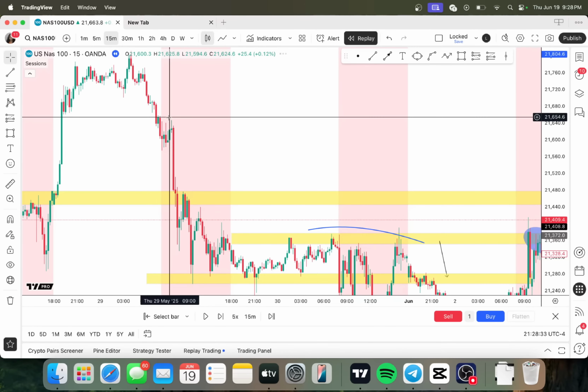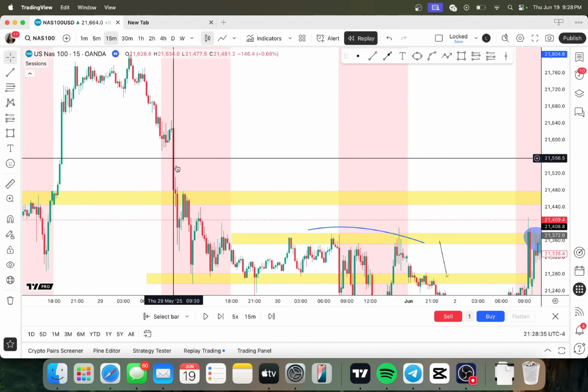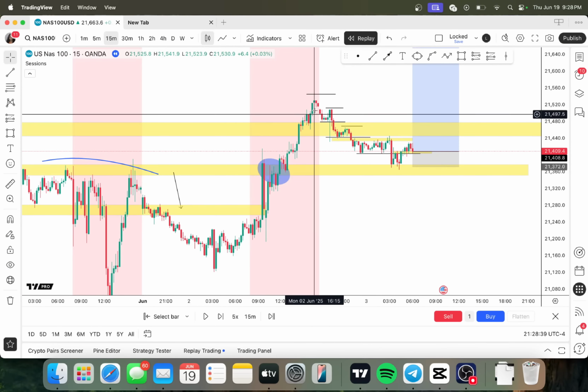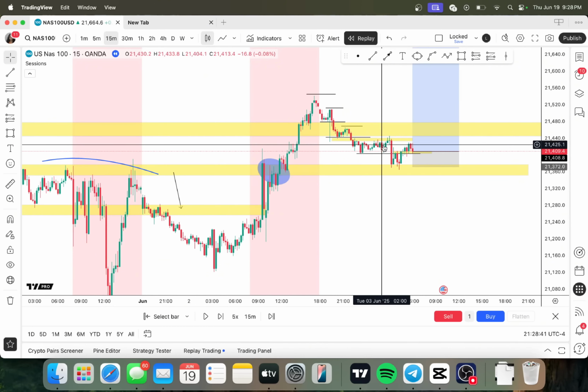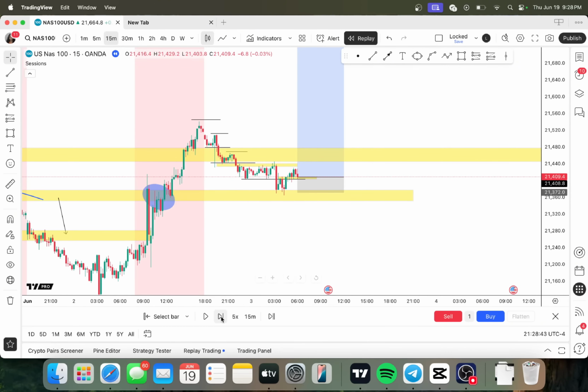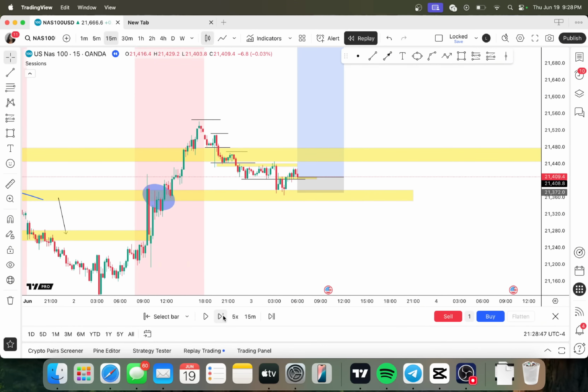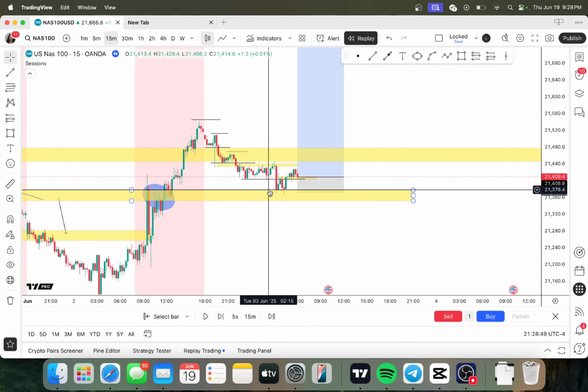So same thing. 4 hour made a new high and it started correcting. So we went to the 1 hour time frame. 1 hour time frame made a new high. So now we scale to the 15-minute time frame and we look for that entry. 15-minute time frame goes bullish. So then we know it's above that 1 hour time frame.